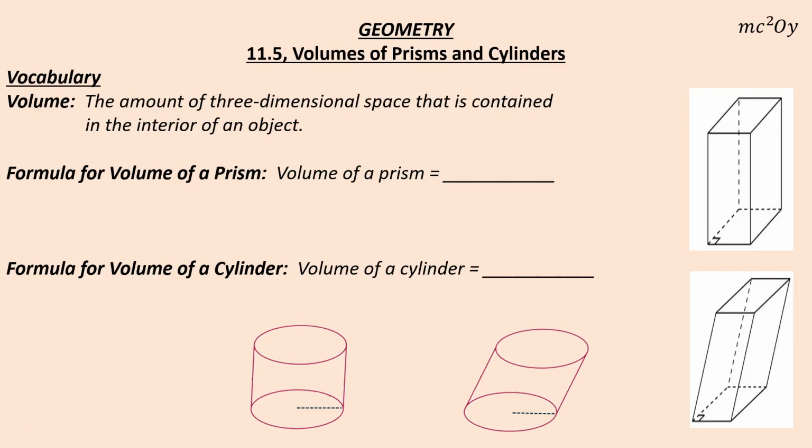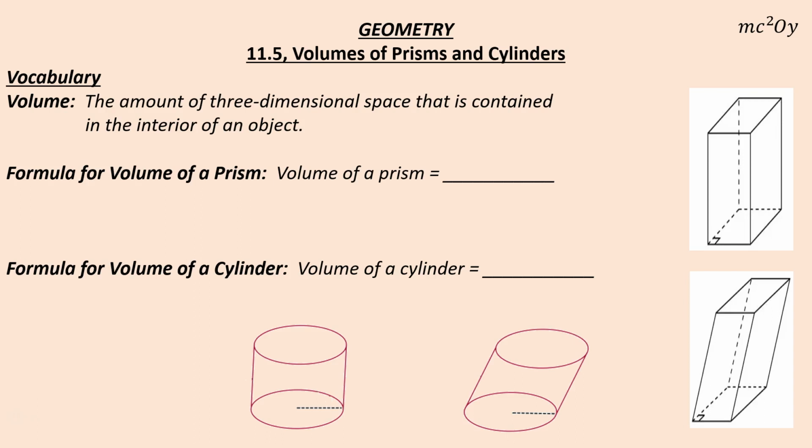We're going to talk about volumes of prisms and cylinders. First, volume. Volume is the amount of three-dimensional space that is contained within the interior of an object. So like if you were to take an object and fill it with fluid, or maybe fill up an area with cement or concrete or something like that.